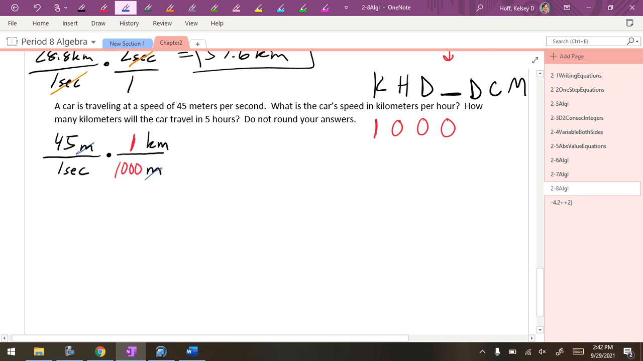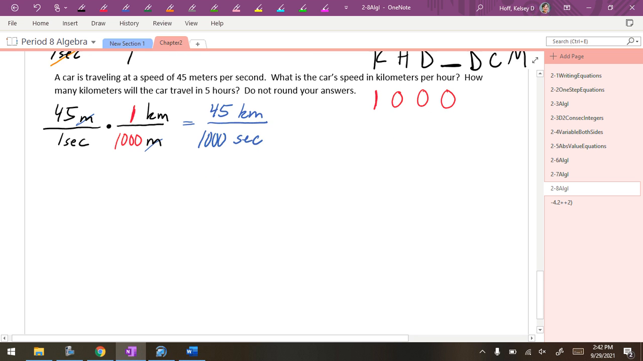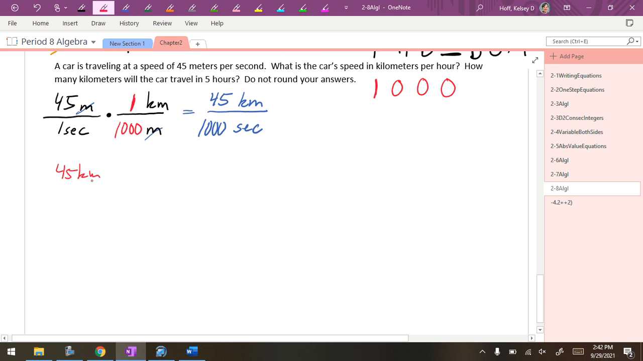So my meters cancel. Multiply across. 45 times 1, 45. What's my label? Kilometers. On the bottom, 1 times 1,000, 1,000. What's my label? Seconds. What did they want our answer in? Kilometers per hour. So we're halfway there, right? Not quite. A third of the way there. Okay. Now I'm going to multiply. I'm going to move this to the next row because I'm going to run into my 1,000 there. Kilometers per 1,000 seconds.